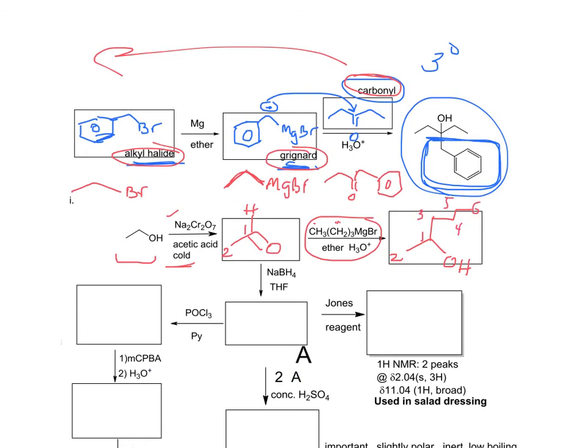Now, I'm supposed to use sodium borohydride. That's a reducing agent. Reducing agent will give you the alcohol back. And it's saying that Jones reagent gives you something which gives you NMR peaks and is used in salad dressing. I wonder. Just in case you forgot, Jones reagent is going to go all the way to the carboxylic acid. So you're going to end up with acetic acid, CH3, C double bond O, OH.